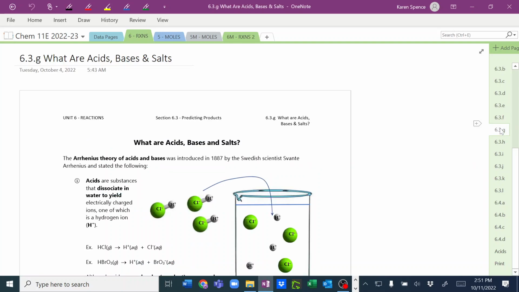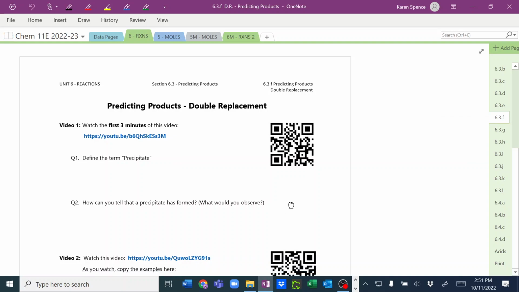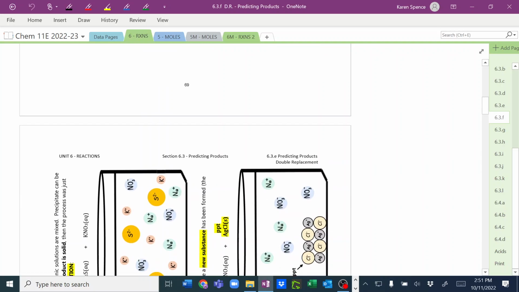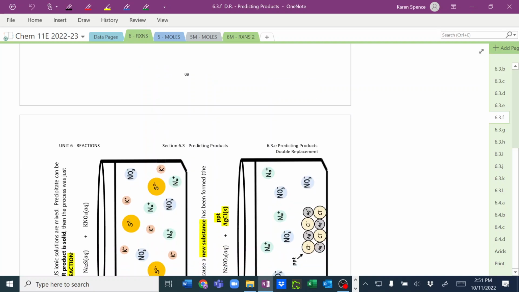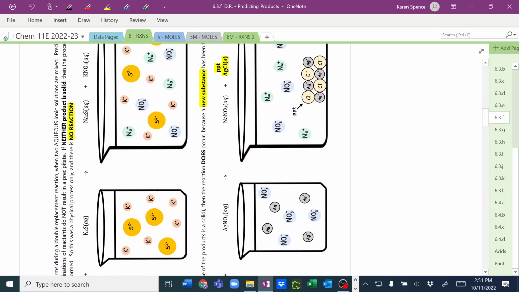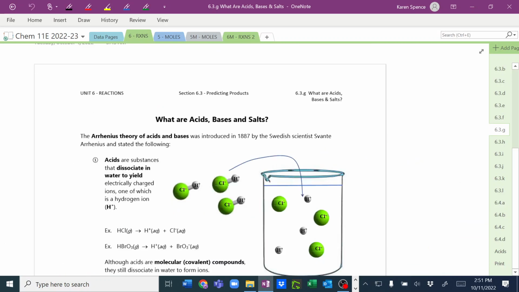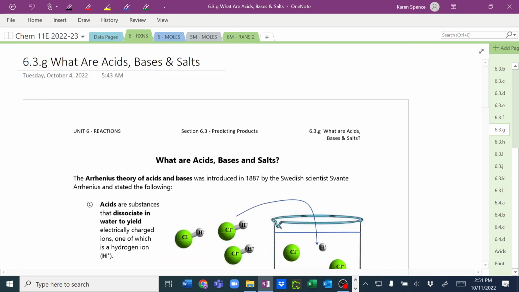Okay. We're going to go now because I'm going to let you do 6.3F for homework. That's predicting the products of double replacement, and you can go through that and do that one on your own. Actually, do I even want you to do that? No, I don't. We're going to do this one instead. It's sideways, I have to fix that. So this is on page 75.